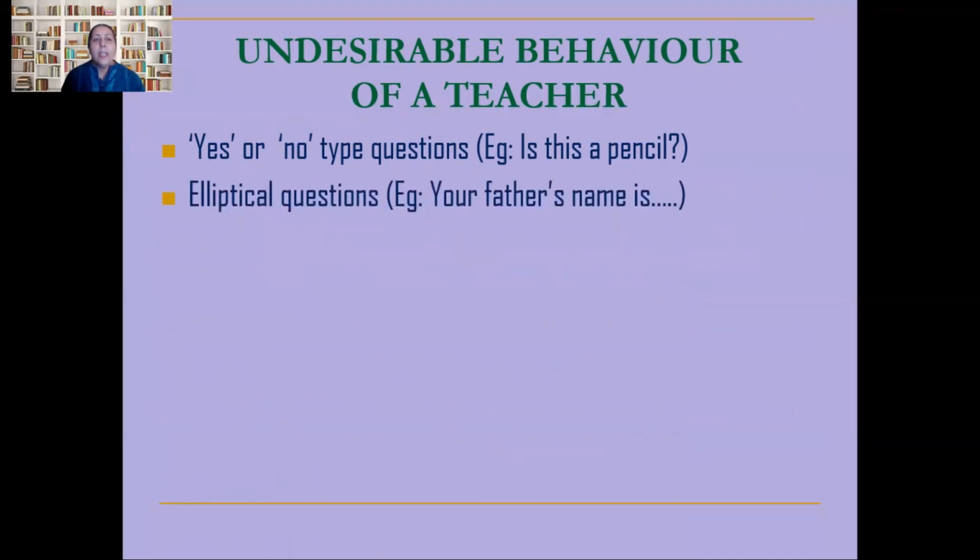Next, elliptical questions should not be asked. Say, for example, your father's name is dash. Such a type of question does not act as a question, where you do not have a question mark in the end, where you cannot put a question mark. You cannot say that as a question because it is not prepared in an appropriate manner. So this is what elliptical questions means, and they should not be asked.